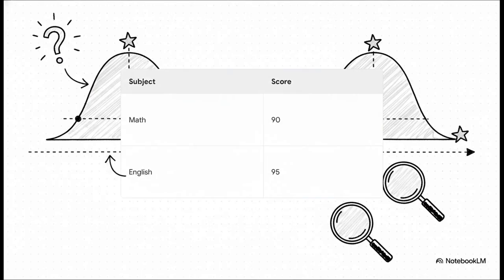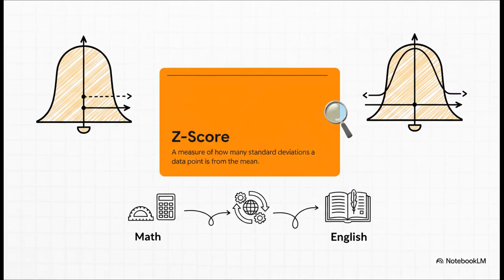But wait a minute. The raw score doesn't actually tell you the whole story. The really important question is, which grade was better compared to everyone else in the class? To know that, you need more context. You need to know what the class average was, and you need to know how spread out the scores were for each of those tests. And this is exactly what the z-score does for us.